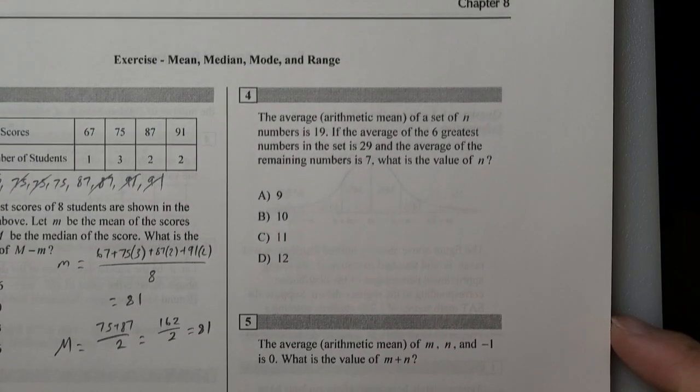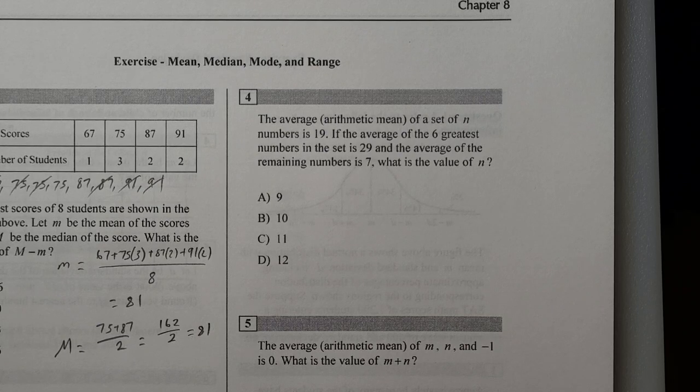All right? The average of a set of n numbers is 19. If the average of the 6 greatest numbers in the set is 29, and the average of the remaining numbers is 7, what is the value of n? So go ahead and try to set this one up and solve it on your own first.